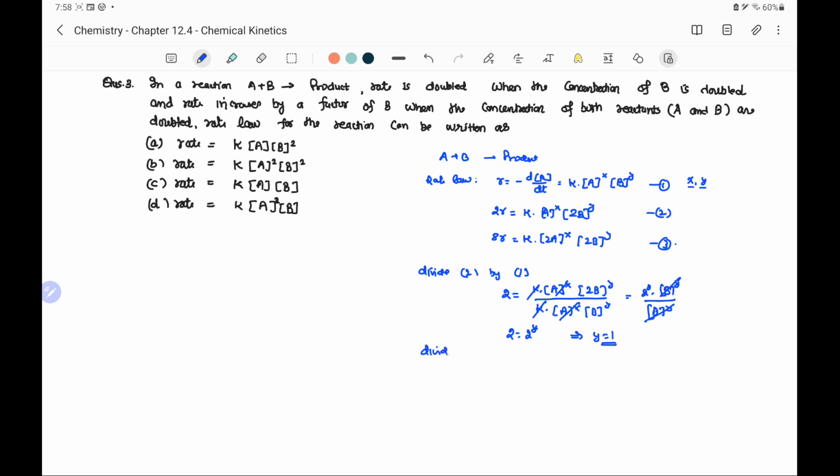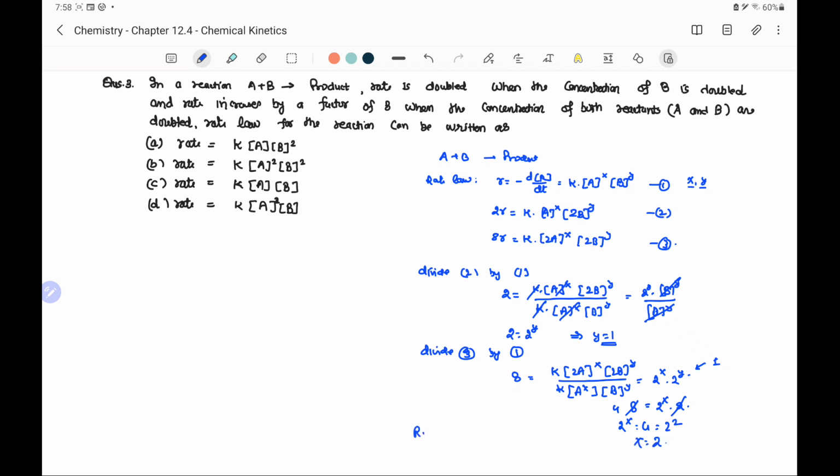Similarly, if we divide equation 3 by 1, we will have 8 equal to K into 2A raised to the power x and 2B raised to the power y, divided by K into A raised to the power x into B raised to the power y. So it will give simply 2 raised to the power x into 2 raised to the power y. Y we have already calculated, it is 1. So we can write 8 equal to 2 raised to the power x into 2. The 2 gets cancelled, so 2 raised to the power x equals 4, that is 2 square. Hence comparing, x will be 2.